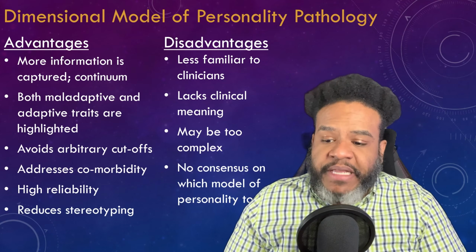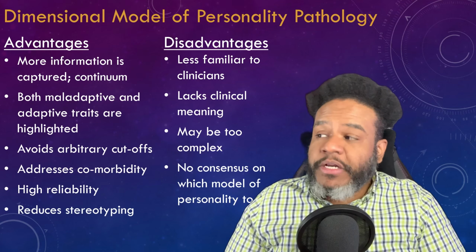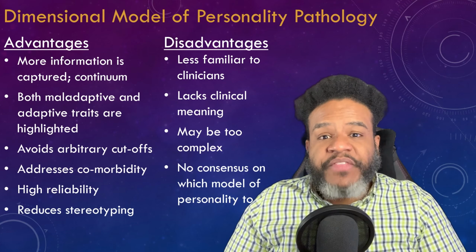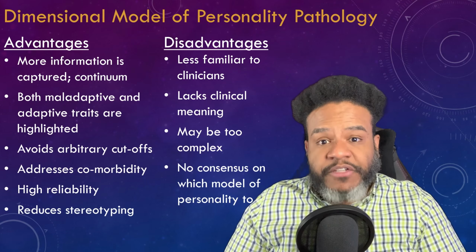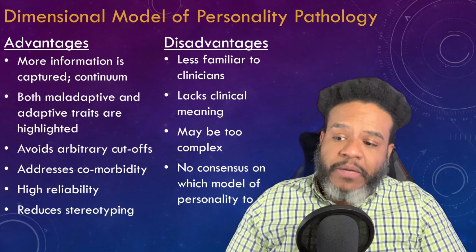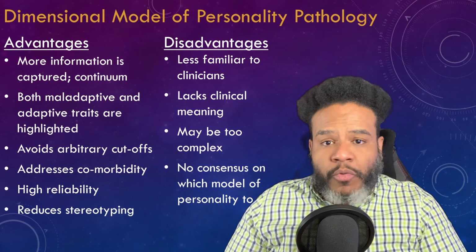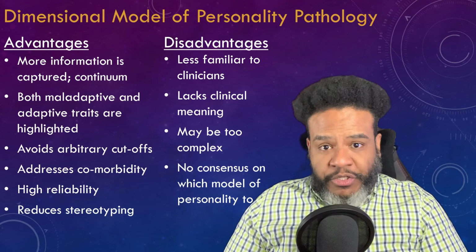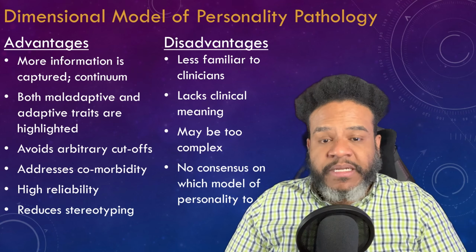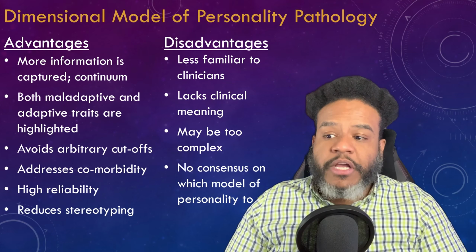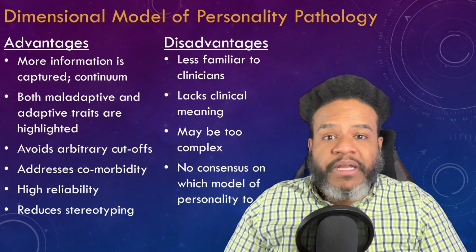So here are some advantages and disadvantages of a dimensional model. As you can see, the dimensional model allows us to capture more information, because rather than requiring someone to meet specific criteria, they can have some level of dysfunction, some level of a characteristic that might lead to a diagnosis. This helps us with high reliability. It can help us with comorbidity. It can get rid of these arbitrary cutoffs. As you know from before, a subthreshold number or level of symptoms can still cause significant distress and impairment, and that's the same thing with personality disorders. So by removing arbitrary cutoffs, we can help more people.